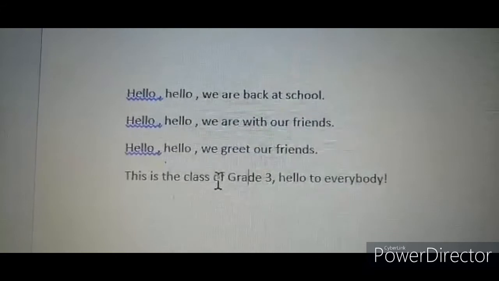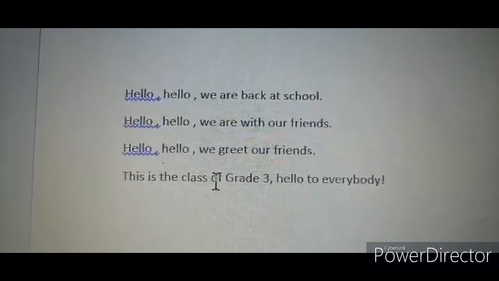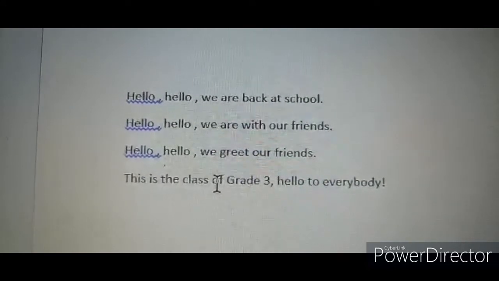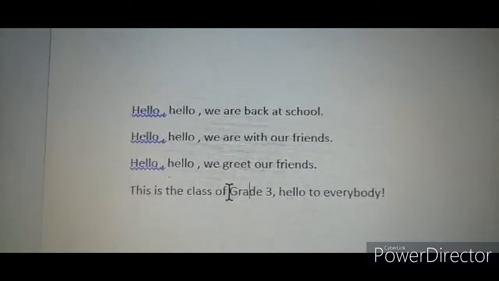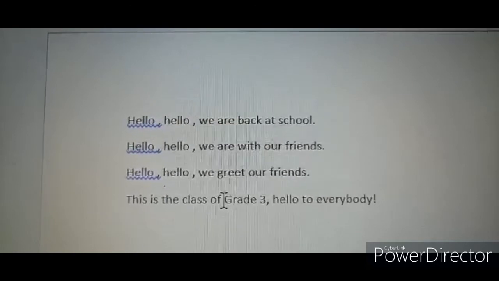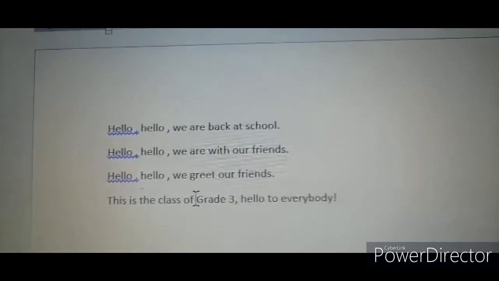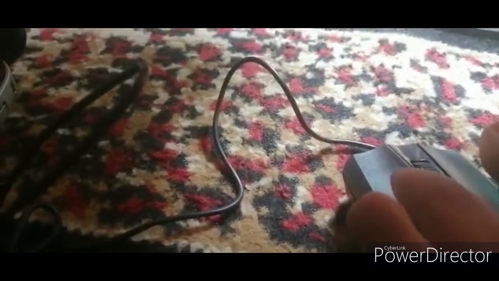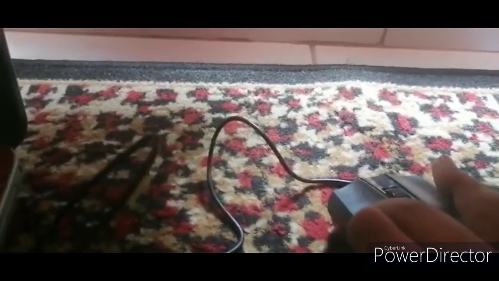The first step is to select the word grade three. So, first you take your mouse and you place it before the word grade three. Then you continue to press your left button of your mouse. You press it. You continue to hold.